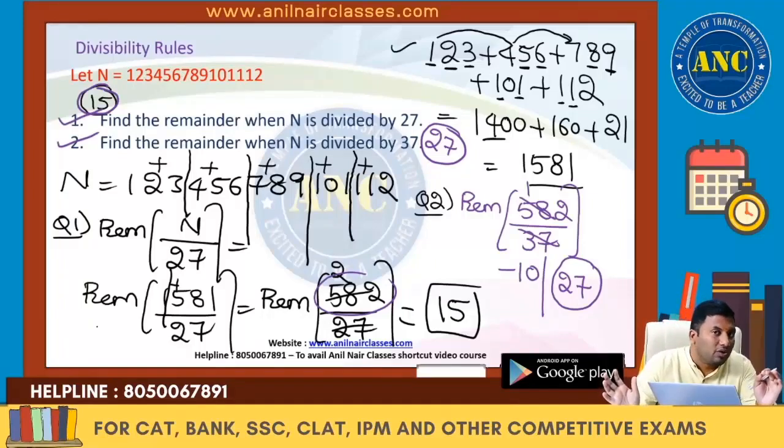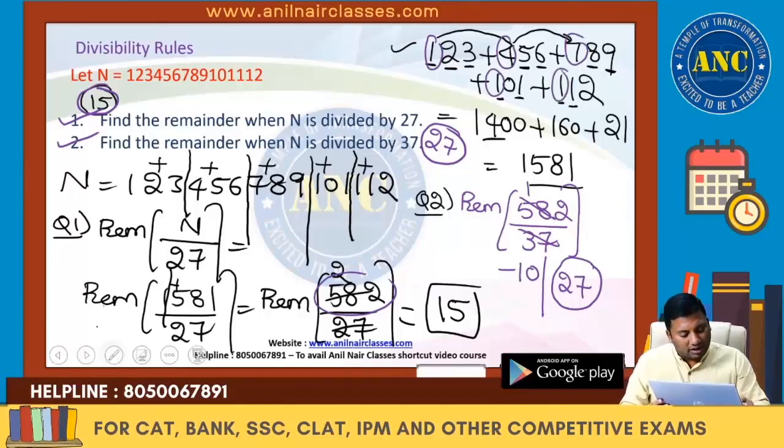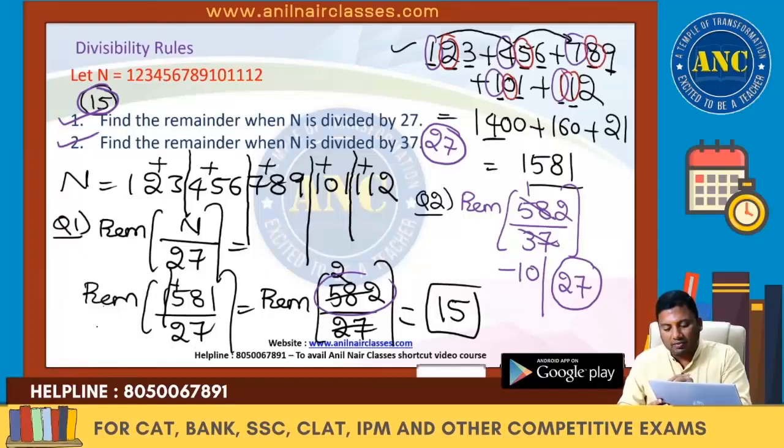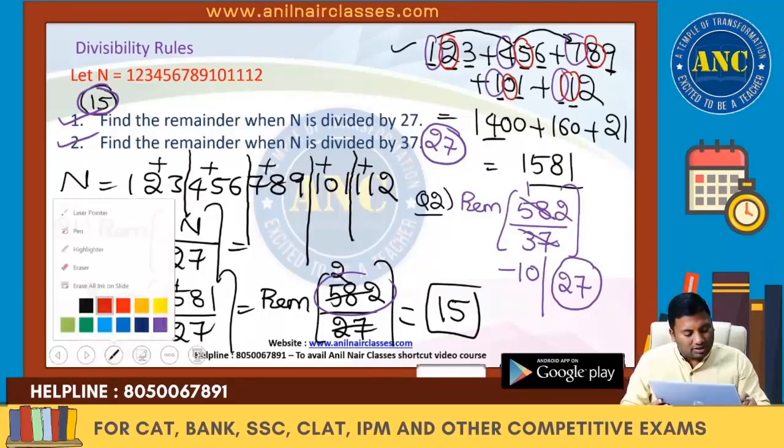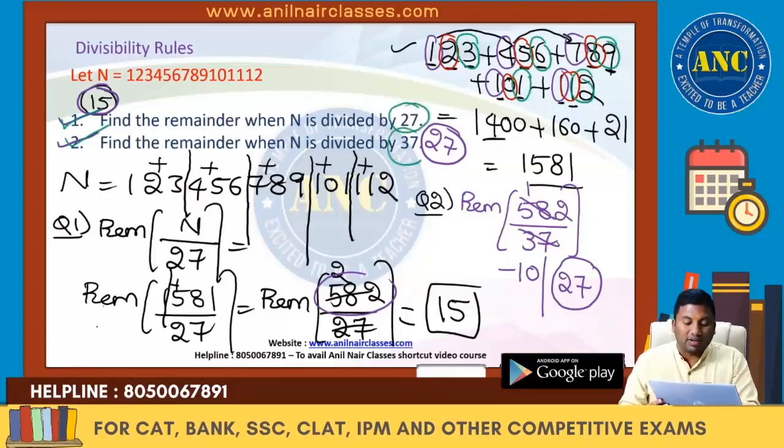What is the divisibility rule for 27 and 37? Start from the right hand side. Take a group of 3 digits and add them. Idea clear, right? Crystal clear idea. Very easy question. How to add these numbers? First I worked with the hundreds place, then the tens place, then the units place. Units place is nothing but 3 plus 6 plus 9 plus 1 plus 2. Idea clear, right? That was the first and second application of the divisibility rule for 27 and 37.